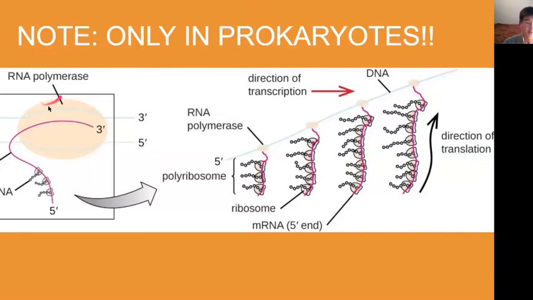But let's take a look here at how this happens too, because if you think about it, couldn't we combine these? Well, let's take a look. So I'm going to put a note up here. This only happens in prokaryotes, and I'm going to explain what prokaryotes are and what eukaryotes are. Here we have the RNA polymerase, and it's reading the DNA at the same time. It's so efficient. At the same time it's reading it, it's making the RNA.